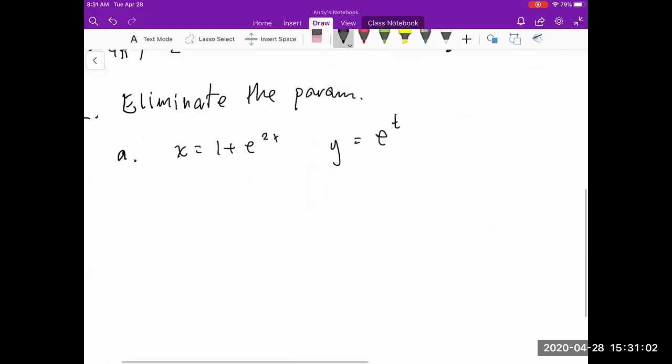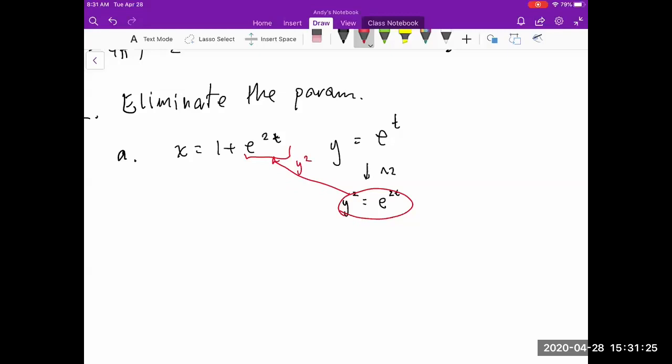So here's how I'm going to do this one. So this is 2t. If you square both sides of the y equation, you get y squared is equal to e to the t squared, which is the same as e to the 2t. Then we can plug this in here. Because this, in fact, is e to the 2t, that means it's just the same as y squared. So we get this equation here. X is equal to 1 plus y squared, and that's it.